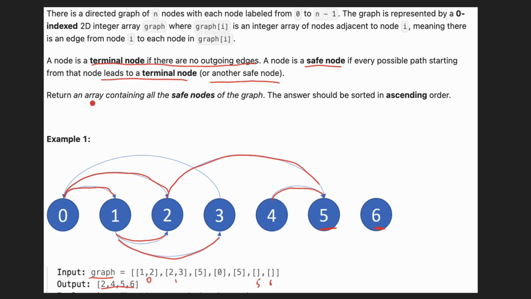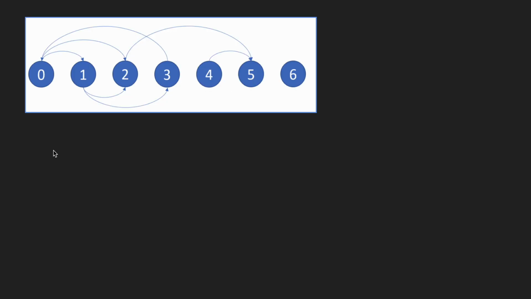So we need to return an array containing all safe nodes of the graph. We are returning 2 and 4 because they are safe nodes, and we are returning 5 and 6 because they are terminal nodes, and also they are safe nodes. Let's take our previous example and work on it.